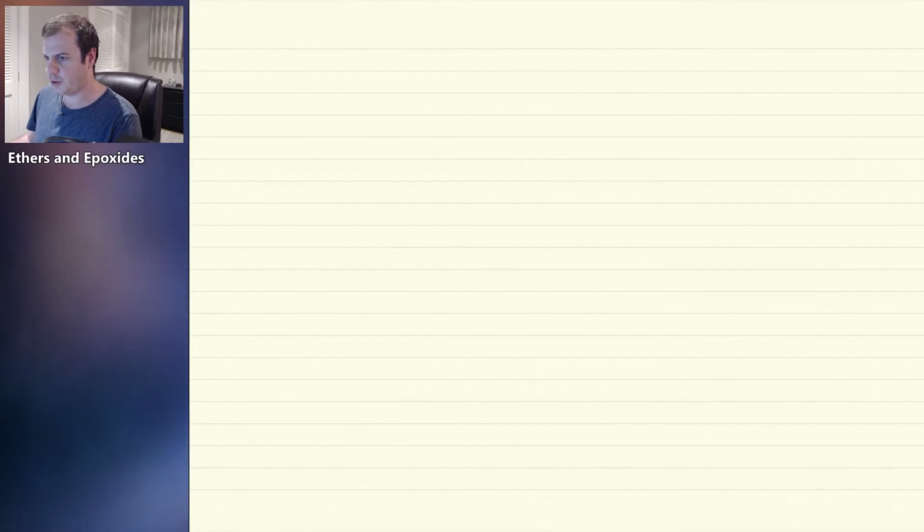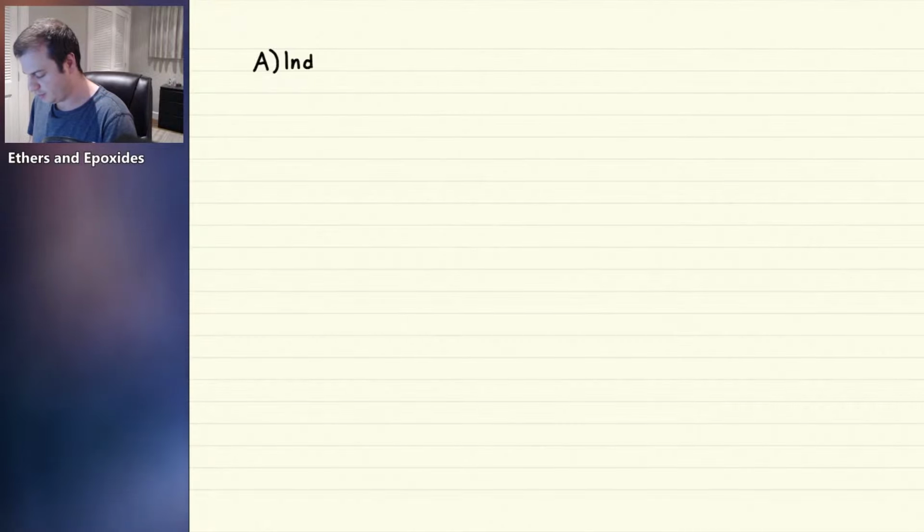In this lecture, we're going to learn a couple ways to make ethers, and we're going to learn about a very special class of ethers called the epoxide. So let's begin with a few ways to make ethers. First, we'll look at the industrial synthesis of simple ether.